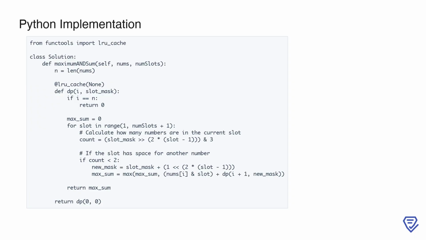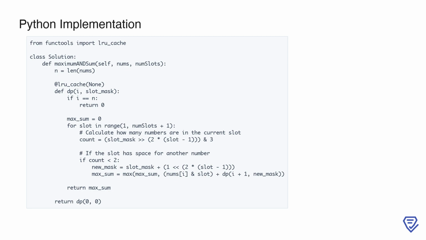slot_mask uses 2 bits per slot to track whether 0, 1, or 2 elements have been placed in that slot. The DP function is memoized using @lru_cache(None), to optimize performance, avoiding redundant calculations for the same state. The base case is when i equals n, meaning all numbers have been assigned, and the maximum sum is 0. For each number at index i, the algorithm iterates through all slots. Slots are indexed from 1 to numSlots.